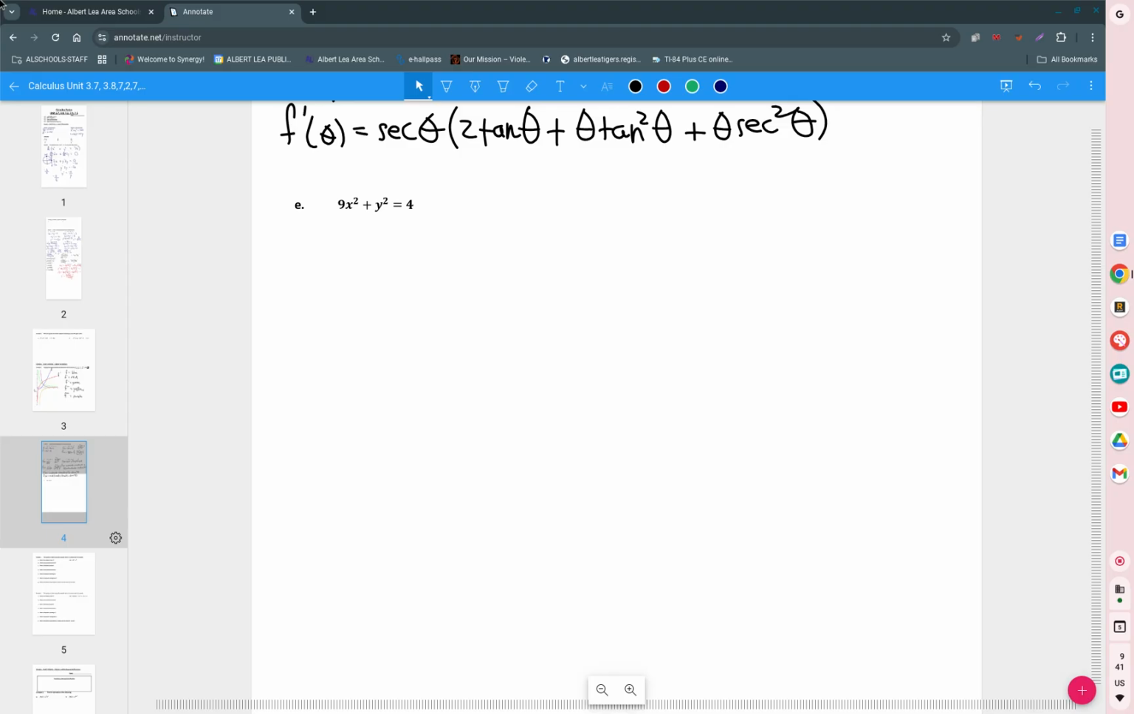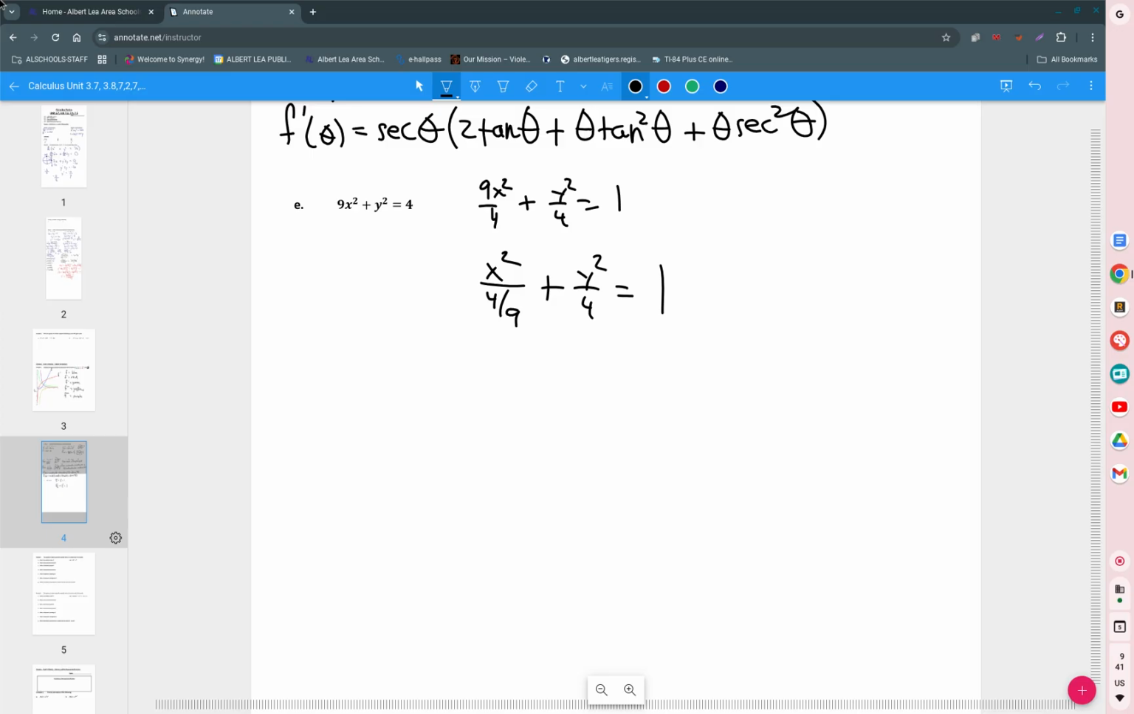An ellipse. You don't have to write this down, but if you were to divide by 4, you would get 9x squared over 4 plus y squared over 4 is equal to 1, or in other words, x squared over 4/9 plus y squared over 4 is equal to 1. So it turns out this is an ellipse. It stretched 2 units in the y direction. It stretched 2/3 of a unit in the x direction. But that's the form that we looked at ellipses last year.